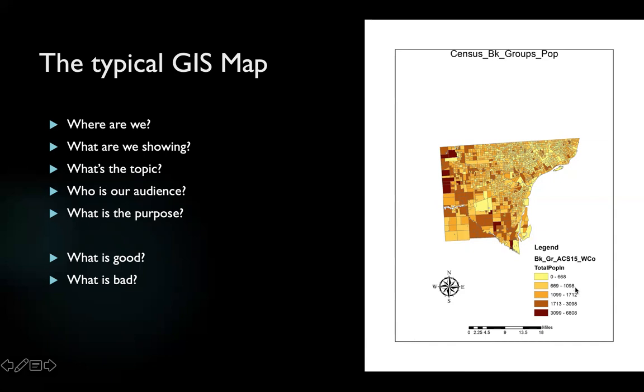Where are we? What is this map showing? What is this topic? Who is the audience? What is the purpose? What's good? What's bad on this map?